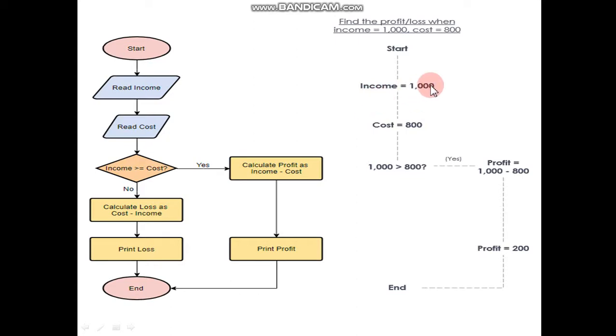See, here income is 1000, read income, cost is 800. Check the condition, 1000 is greater than 800, yes. Then profit is 1000 minus 800 and the profit is 200.